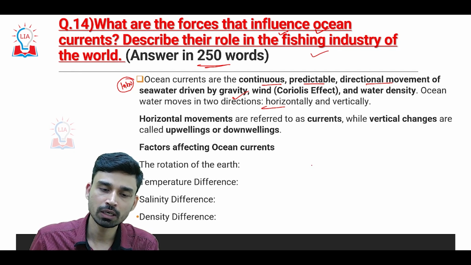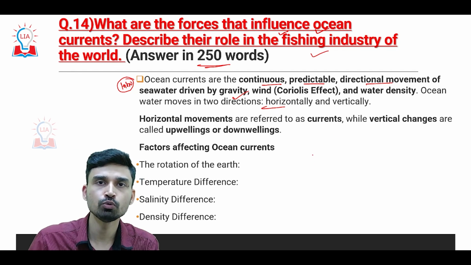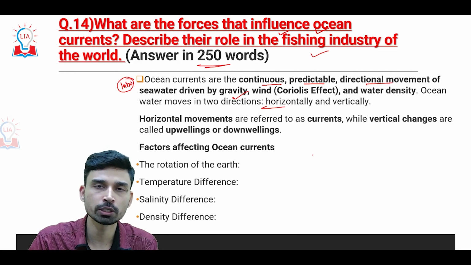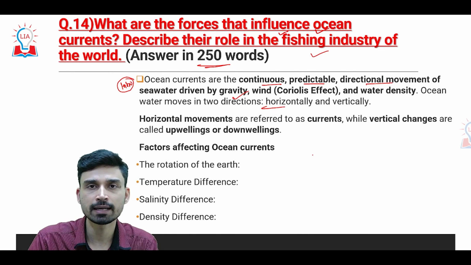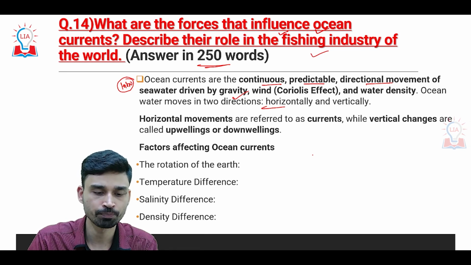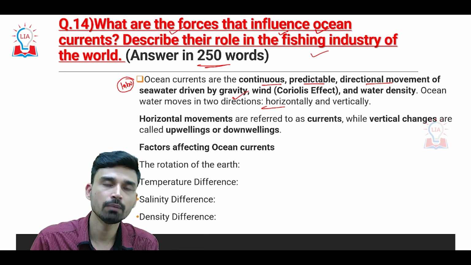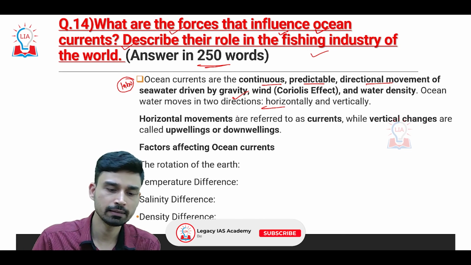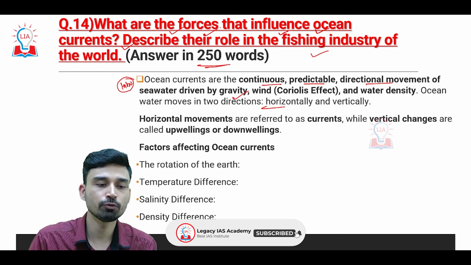Apart from that, on a map of the world, you can also try to chart out the important ocean currents, the warm ocean currents and cold ocean currents in all three oceans, that is Atlantic, Pacific, and the Indian Ocean. Once you complete that, then you can try to explain the role of these ocean currents, first of all, about the factors that influence the ocean current.